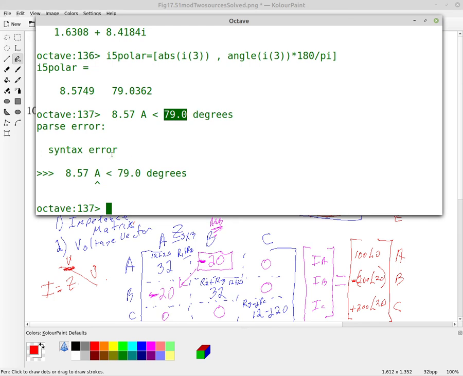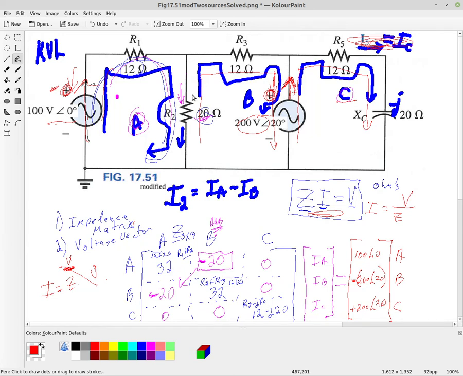All right, so there we've used mesh analysis to solve this series parallel circuit with actually 2 voltage supplies and come up with the solution.